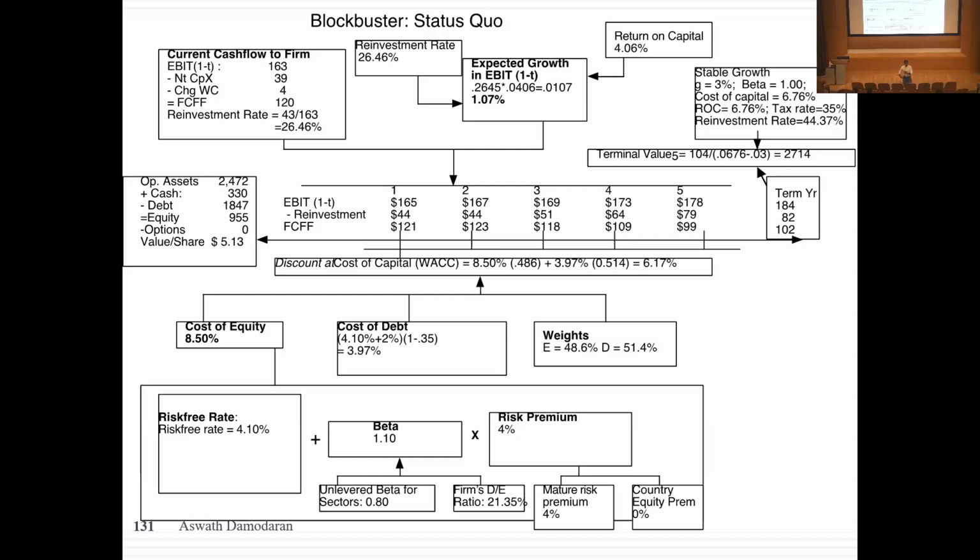Netflix taking away some business. The problem is they didn't seem to notice. They kept opening 20, 30 new Blockbuster stores every year. It's almost like they were on autopilot. So if you look at Blockbuster, this was in 2002 or 3, their reinvestment rate was 26%. That's in new stores. They were earning a 4% return on capital. And the cost of capital was 6.17%.